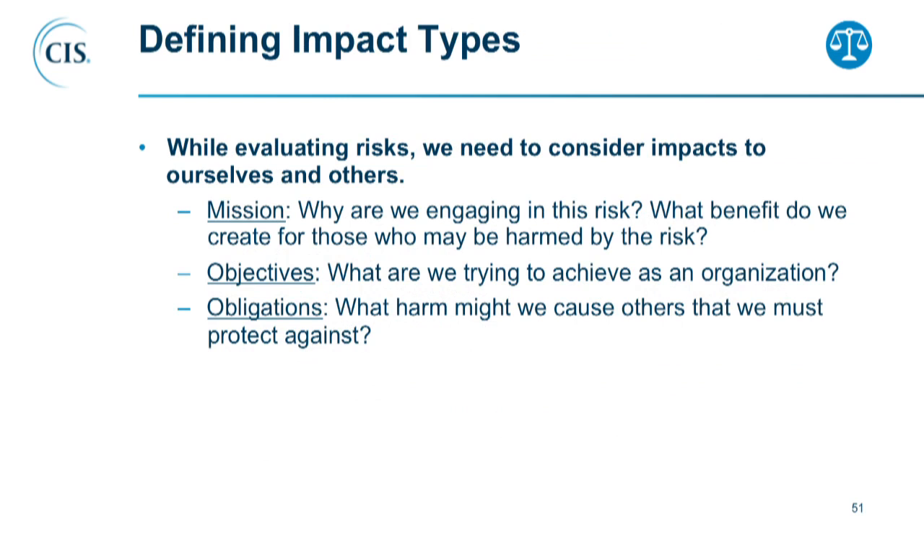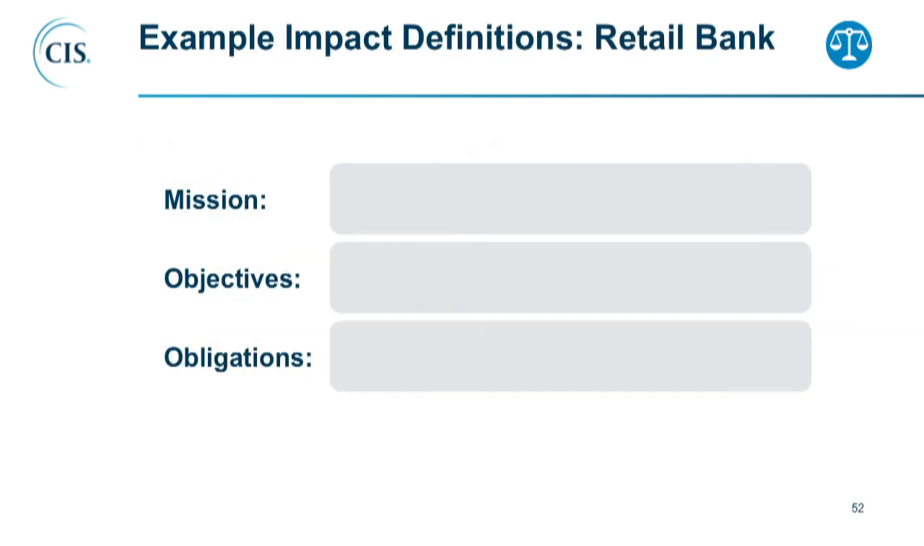So why don't we click up? What we call missions, again, this is the reason why people engage in risk with us. It's a purpose, a shared purpose. It's a good way to think of it. Objectives: what we're trying to do as an organization, what's an indication of success or failure for us. Obligations: what harm might we cause others? So let's click forward and see what that is.